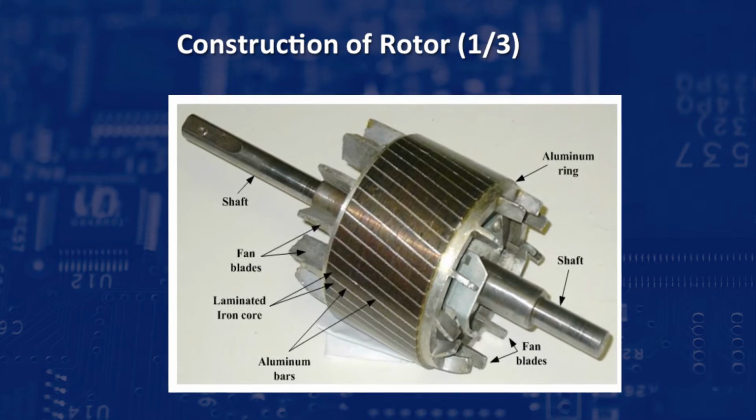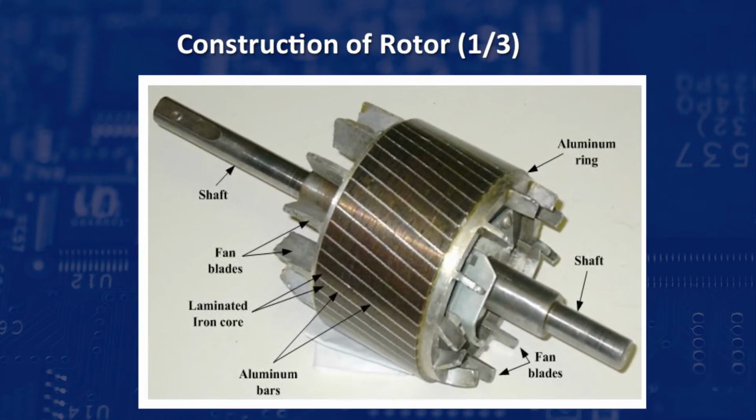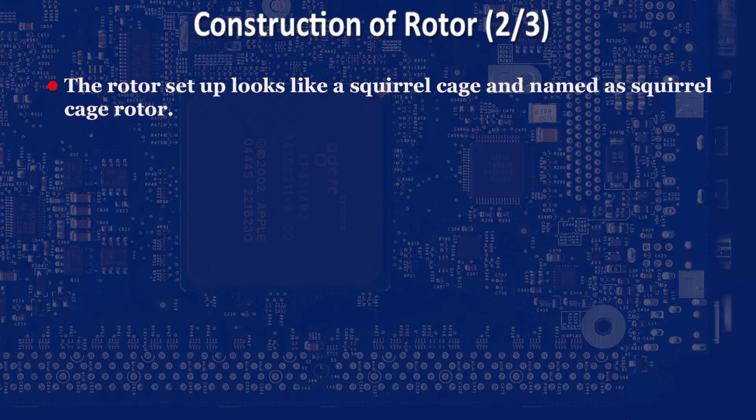You can see that there is a shaft on which the rotor is wound. The rotor consists of aluminum bars, which are short circuited by an aluminum ring. There are fan blades and there is a laminated iron core. We will explain this in the next slide. The rotor looks like a squirrel cage, and that is why it is named a squirrel cage rotor.